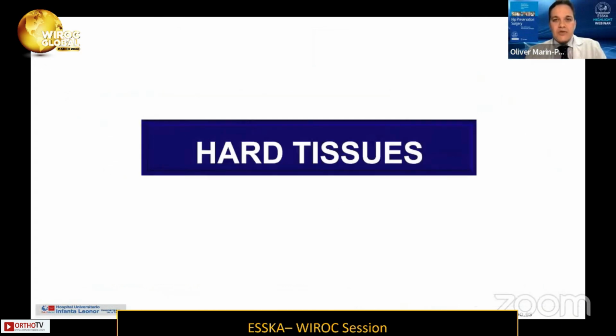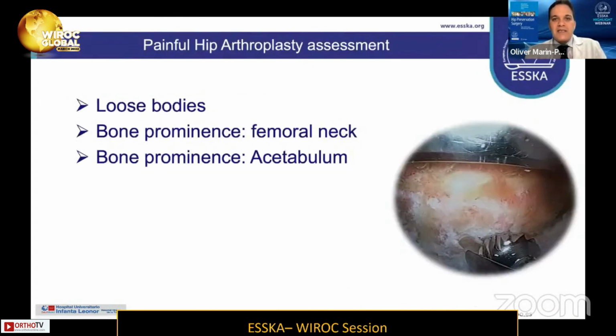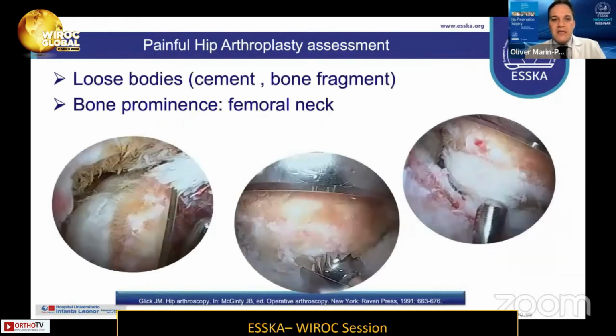What about the hard tissues? You can find some kind of loose bodies in this total hip replacement, or bone prominence at the femoral side or at the acetabular side. This bone prominence in this area is a case of a resurfacing that maybe was a CAM deformity where you do a total hip replacement, hip resurfacing, and you don't remove this CAM area. That's a mistake. You have to do it before you implant the resurfacing.